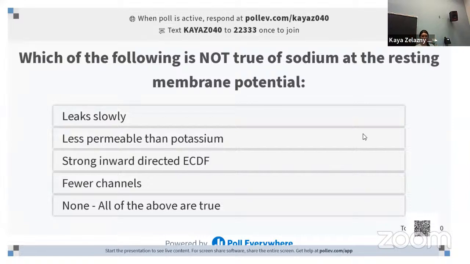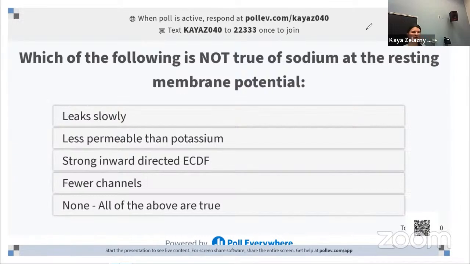Also want to think about our sodium. We're also going to be talking about sodium. Okay. So we're thinking about the setup for our cell as relates to sodium. So we remember that we have sodium channels and potassium channels.